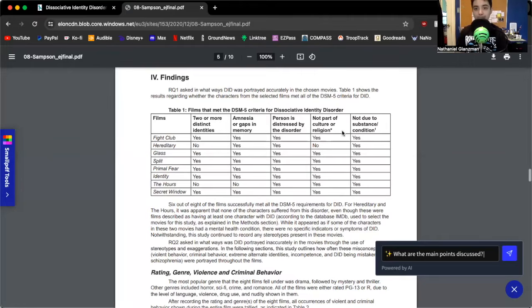It's not a part of culture or religion. To meet the criteria for the disorder, it would need to be something that's not due to possession or some kind of... I mean, I'm sure there would be a way to write a character who is shamanic and takes on different spirits, but that wouldn't be DID, because that would be a function of that person's job in that tribe. So it's completely different. And it's not due to a substance. So again, I encourage you to check that one out.